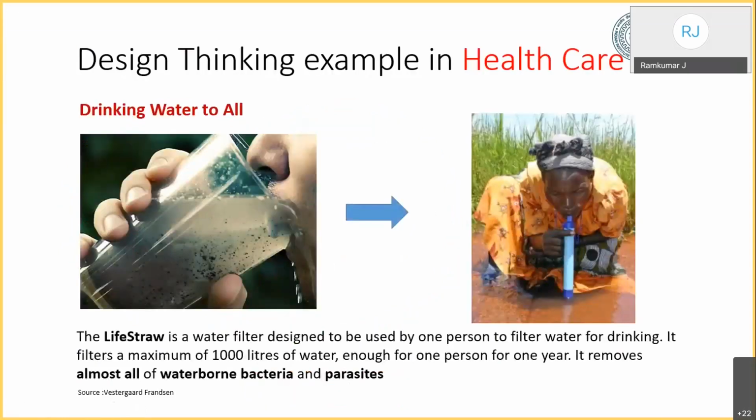Here are some design thinking examples in the healthcare industry. The LifeStraw is a water filter designed to be used by one person. Initially, in underdeveloped or third world countries, people used to suffer from a lot of waterborne diseases, and water was scarce for them. This is the water they drink, because they don't have water to drink. So they have to travel 5, 8, or 10 kilometers.